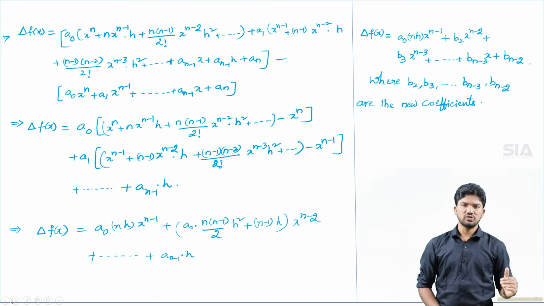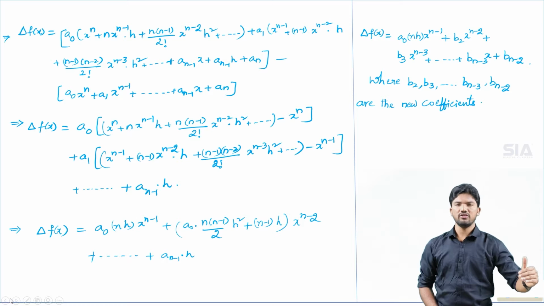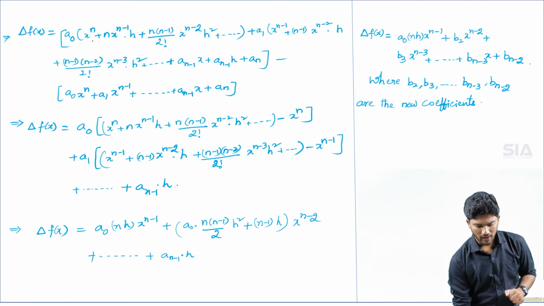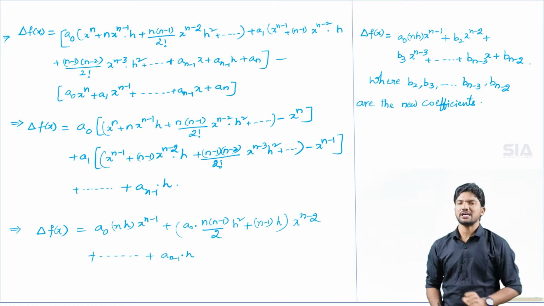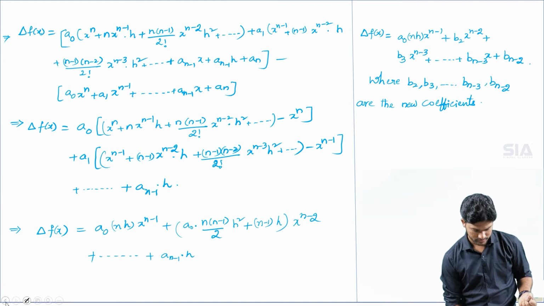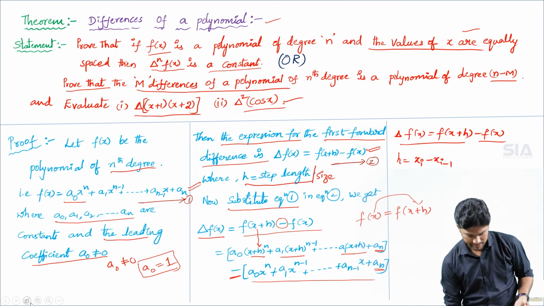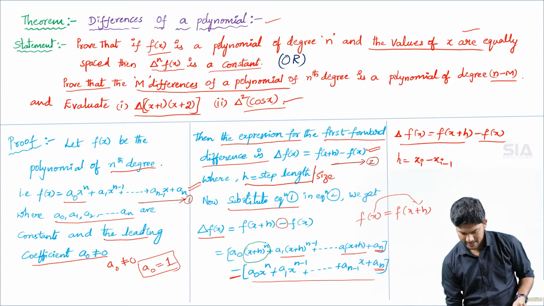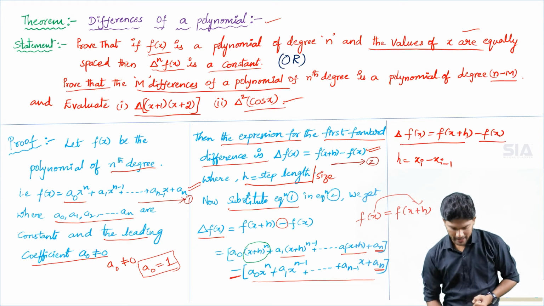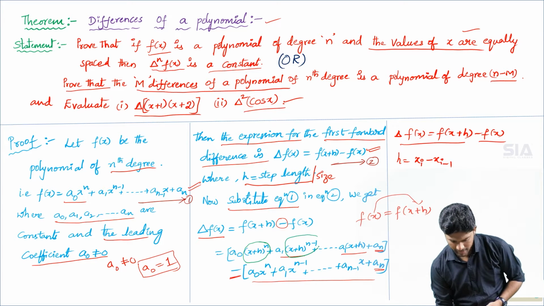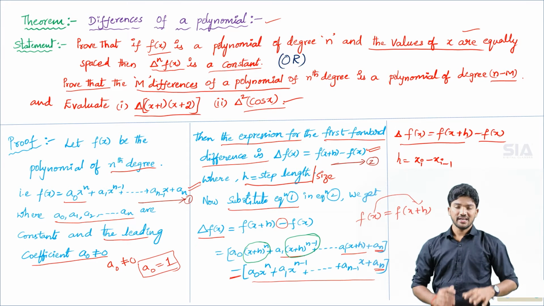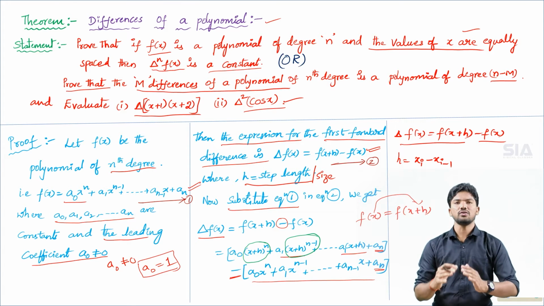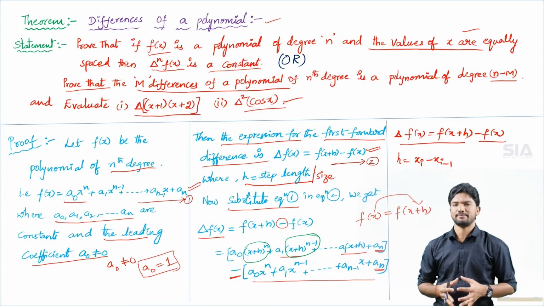Now after substituting the equation 1 value in equation number 2, we have to express that value by binomial expansion. You can observe here we have x plus h whole power n, and again x plus h whole power n minus 1 is also there. These higher order terms we have to expand by using the binomial expansion.